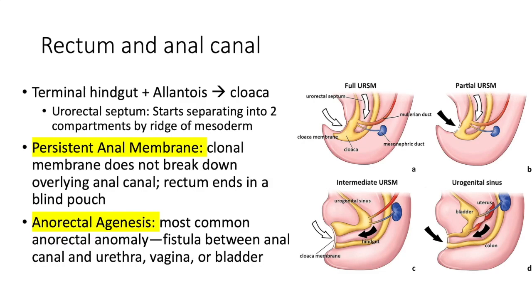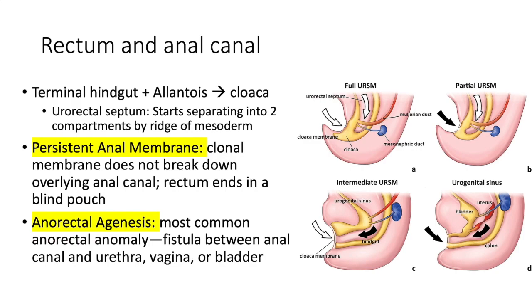So there's two anomalies that we're going to talk about. There's persistent anal membrane, which is where the cloacal membrane doesn't break down overlying the anal canal, and so the rectum ends in a blind pouch. So why would that be a problem? Well, if there is no hole for the poop to come out, then we're going to have like backup, and what's in feces, lots of bacteria. So we're going to end up having infection and no way for our feces to escape. So it would have to be a surgical intervention.